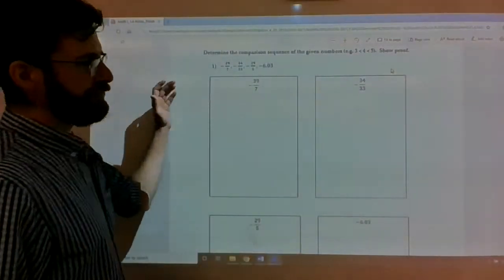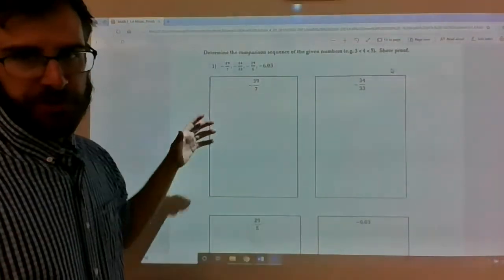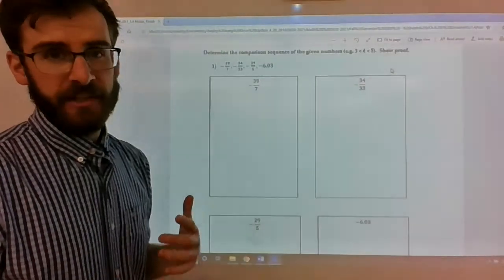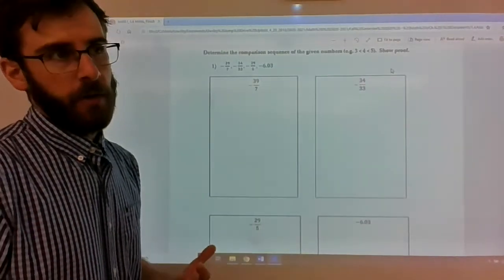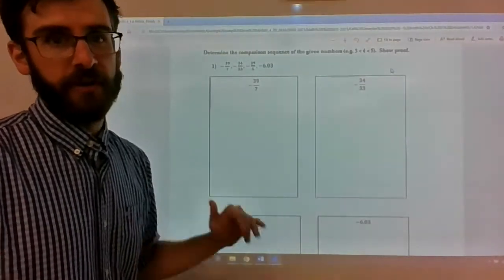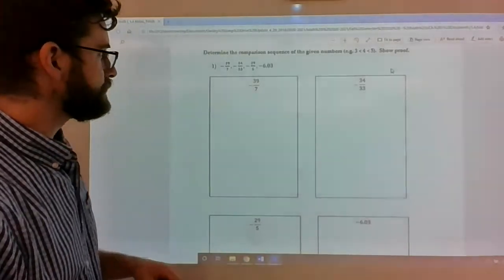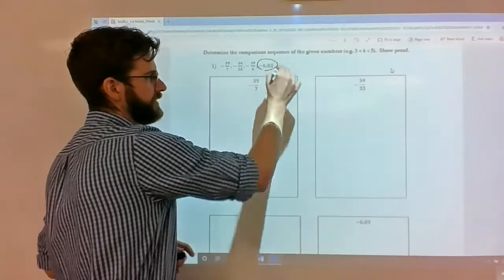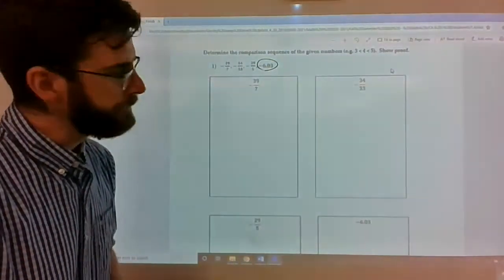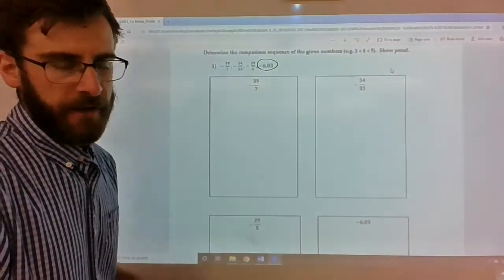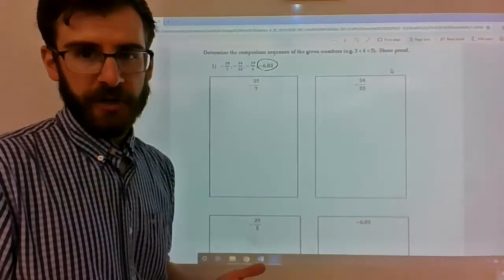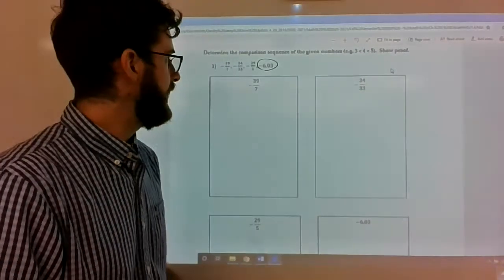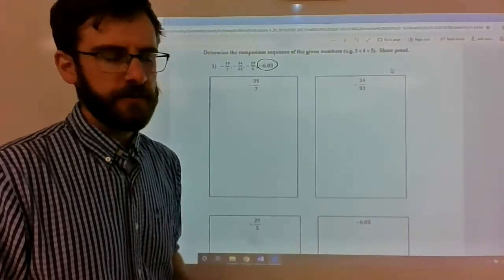So I'm giving you guys four different negative values here which you have to order, either from least to greatest with less than symbols or greatest to least with greater than symbols. Since you have one that's a decimal and three fractions, the idea is we want a common language between all four numbers. And decimal seems to make the most sense.